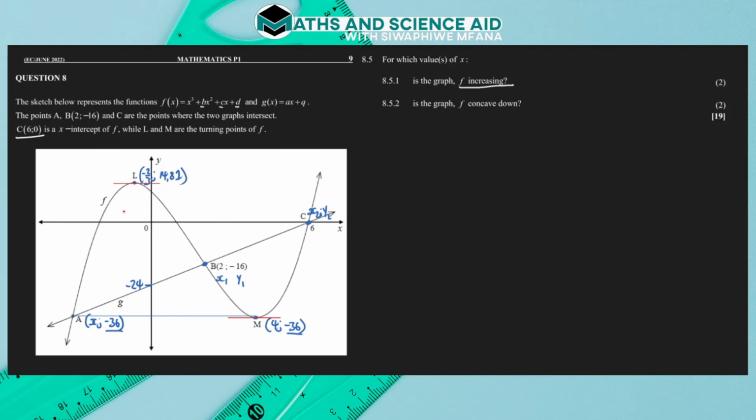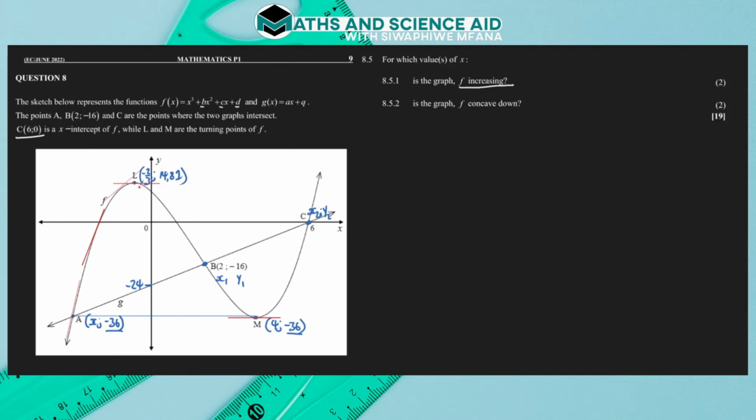However, in this case of f, we can see that on the left-hand side of point L, the function is increasing, because if you were to draw a tangent line at any point that is on the left-hand side of the turning point L, that tangent line will have a positive gradient. Or even if you were to calculate the average gradient on that side, it would also be positive. So on the left-hand side of point L, it's clear that f is increasing.